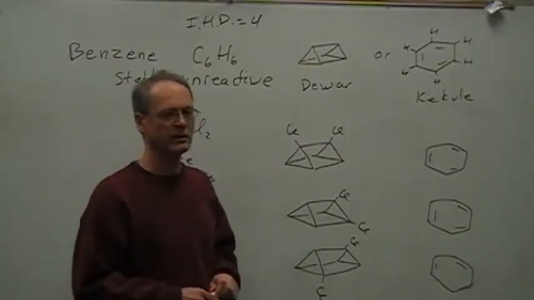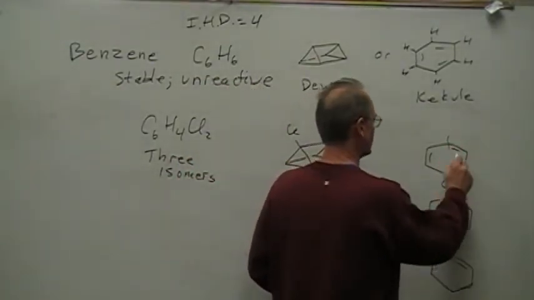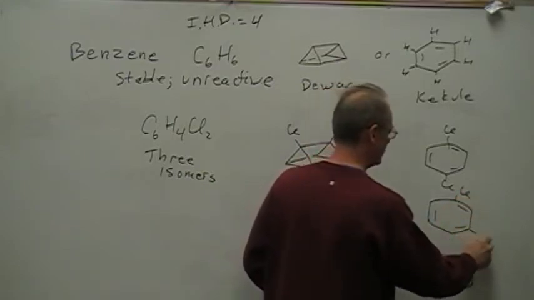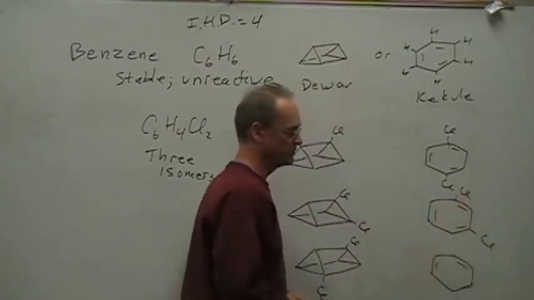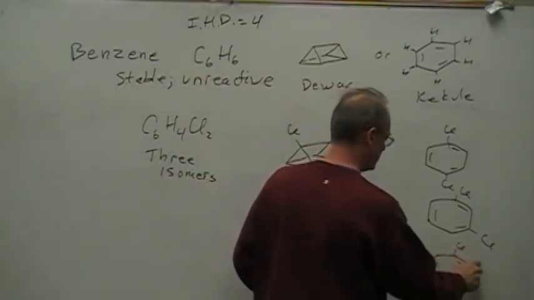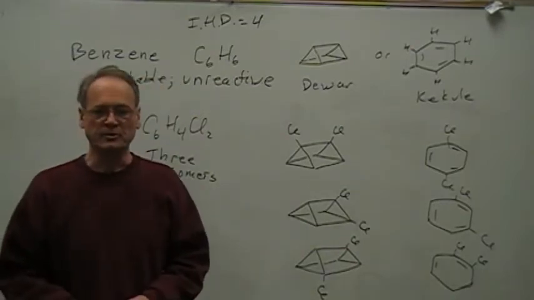What about on Kekulé benzene? How many different ways could we arrange them? We could arrange them straight across from each other. We could arrange them in an M-type shape, sort of zigzag pattern like that. Or we could arrange them right next to each other. And so there's 3 possibilities there as well.